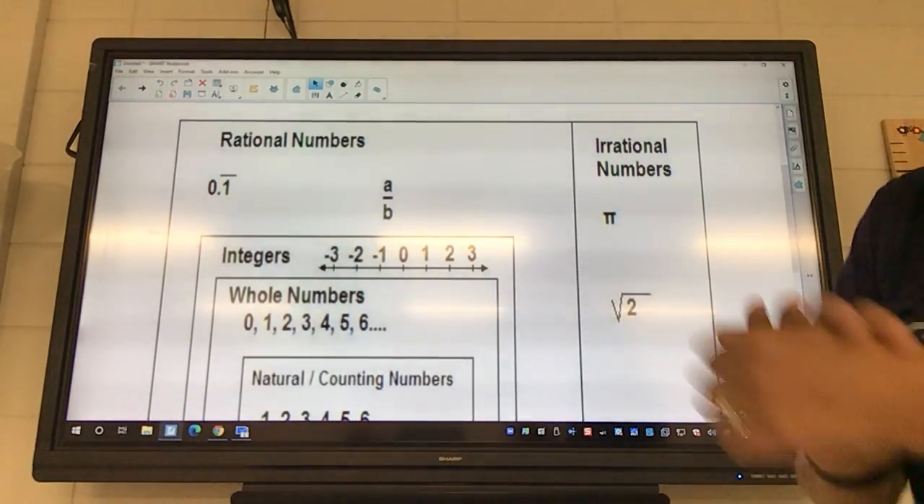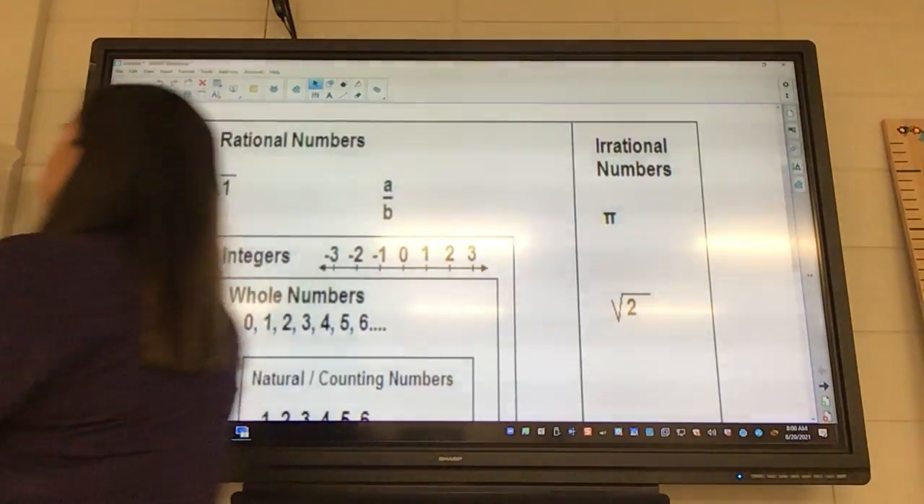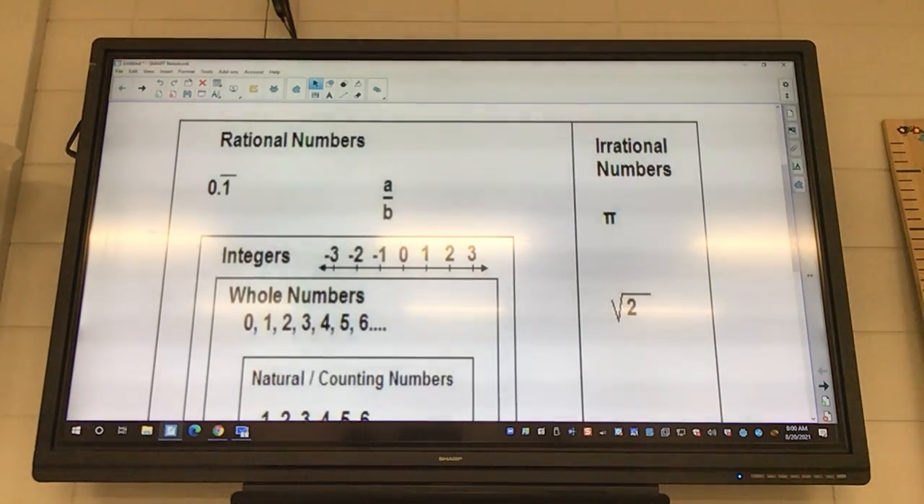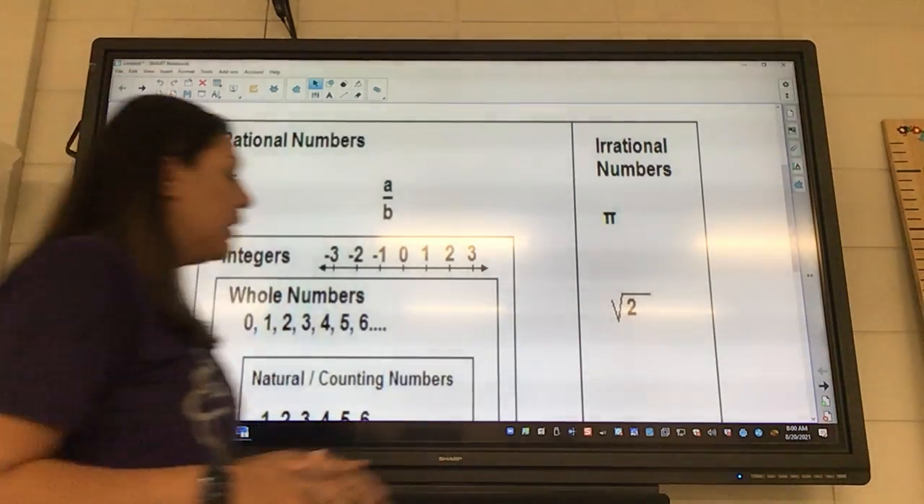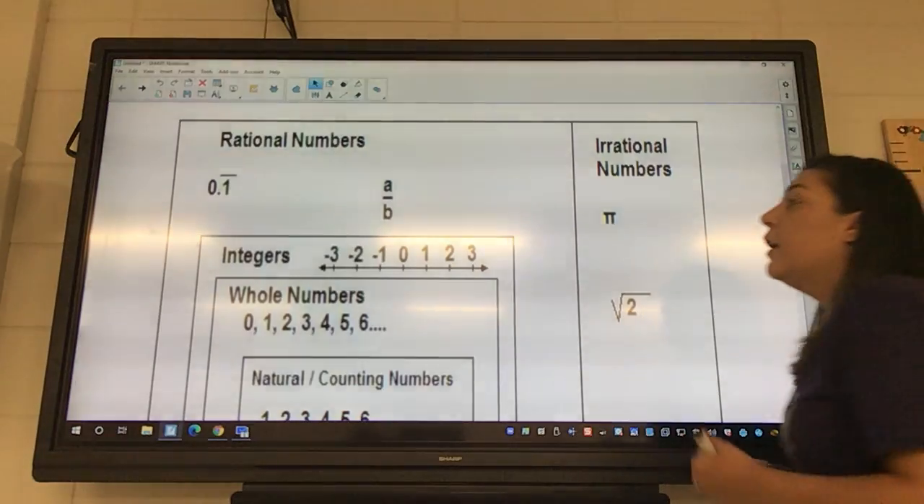Okay, so today we're going to be working on assignment 4. It is about real numbers. Okay, so you have this little note sheet. Please keep it. You're going to need it.